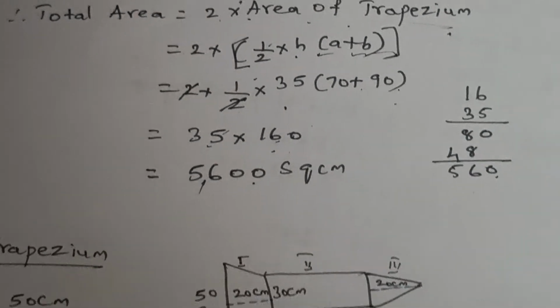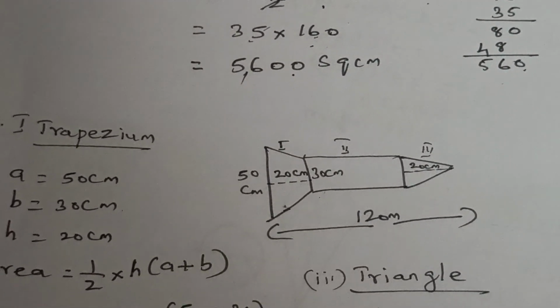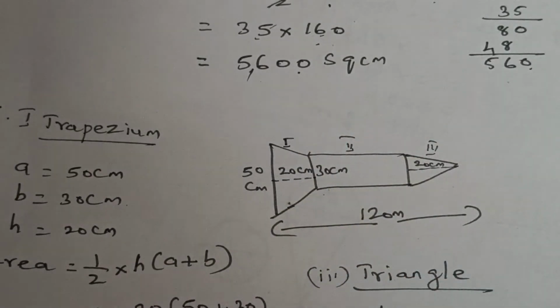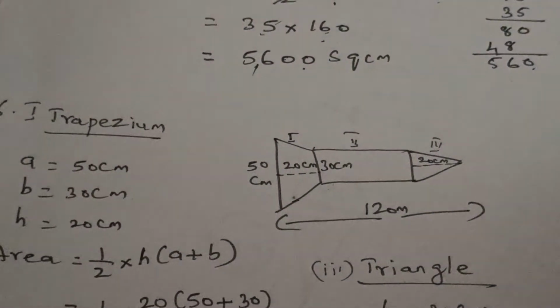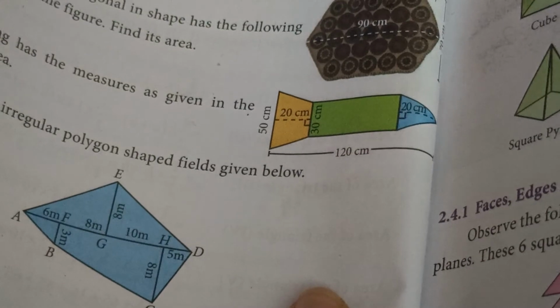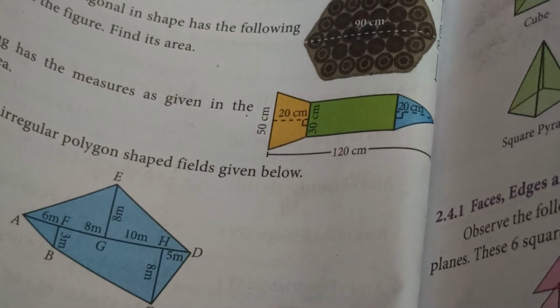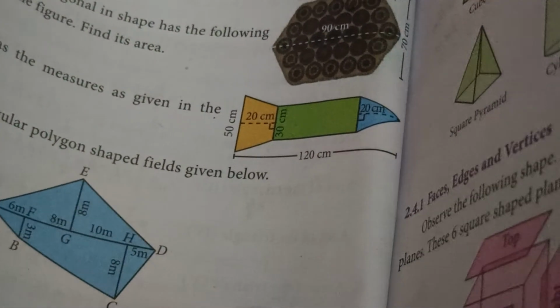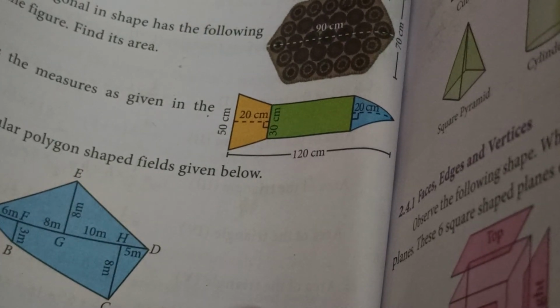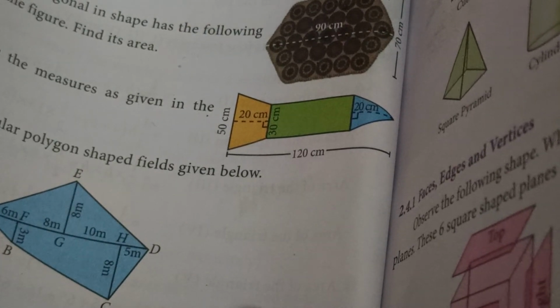Okay, now we'll move on to the next question. That's also very simple. It's a shape of a rocket. The entire figure is a rocket. You can see it in the book nicely. It is multicolored: orange, green and blue. Orange is a trapezium, green is a rectangle, and blue is a triangle. How are they joined, from outside or from inside? Yes, they are joined from outside.